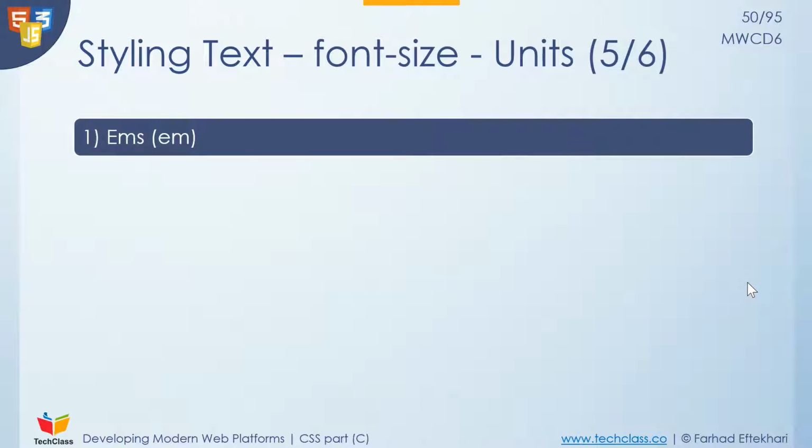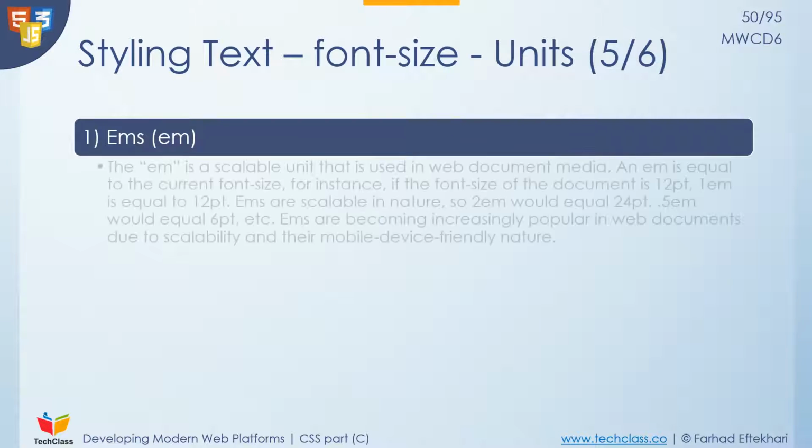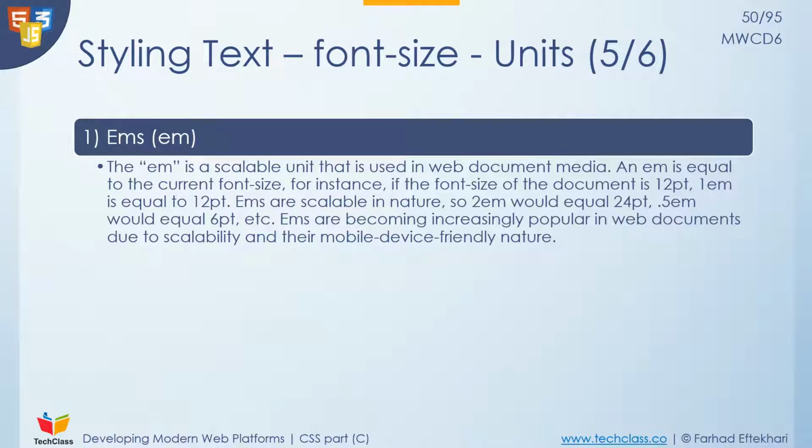Now let's talk a bit about font size. There are different ways to assign and define a font size. One of them is EM. The EM is a scalable unit that is used in web document media. An EM is equal to the current font size. For instance, if the font size of the document is 12 pt, 1 EM is equal to 12 pt.